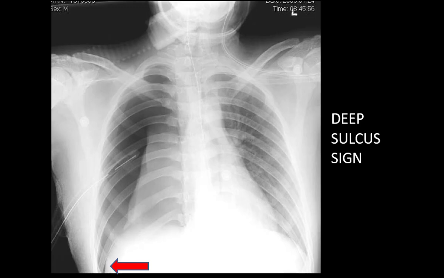This is what is the deep sulcus sign. This costophrenic angle is deepened because of the presence of air in the anterolateral part of the lung cavity. And this is the ICD, and this is optimally placed because you can see that the hole is lying within the thoracic cavity. What else can you see in this chest X-ray? There is a Ryle's tube. What else? Yeah, the NIV mask with the tubing.